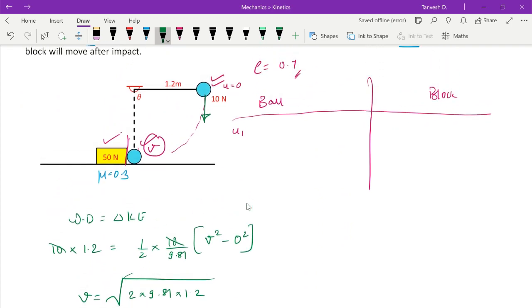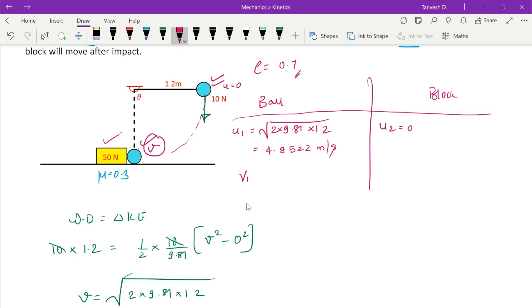Alternatively, you can also solve this using the potential energy and kinetic energy method. The potential energy when it reaches down becomes 0, and it gets converted into kinetic energy. So that can also be done. However, u1 we have found as under root of 2 into 9.81 into 1.2, which is equal to 4.8522 meters per second. What is the initial velocity of the block just before impact? The block is stationary, so till the ball comes and hits it, the block is not going to move. So u2 is equal to 0.